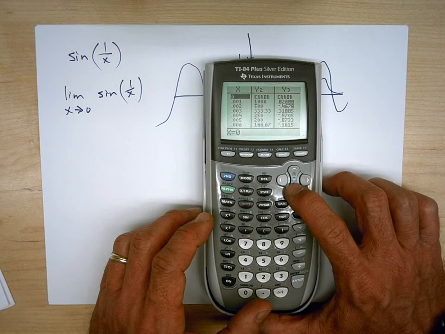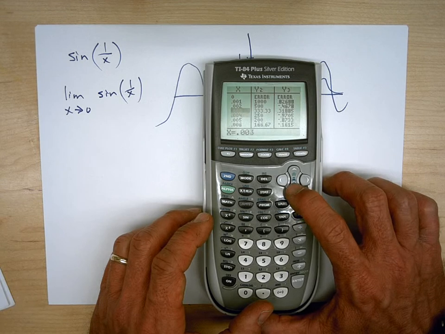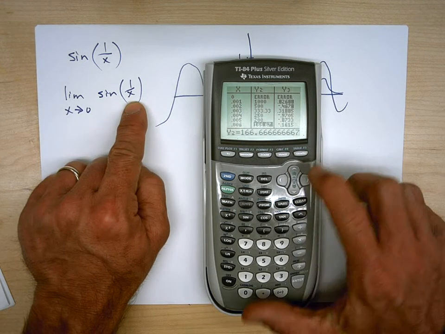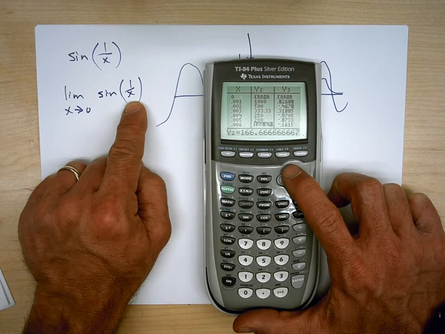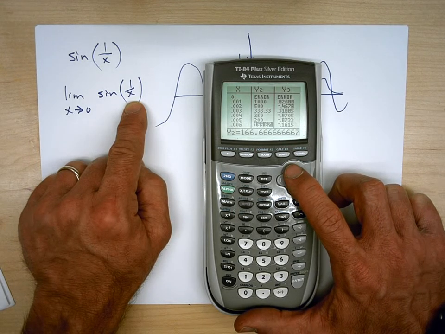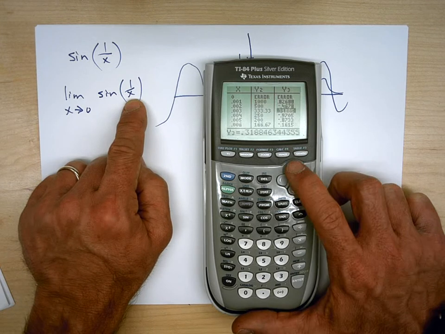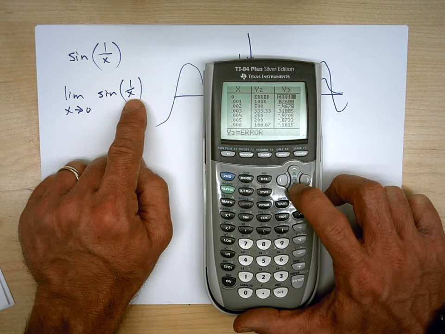So here is what's going on. What's in the inside part is 1 over x, right? So I'm taking sine of 166.7, sine of 200, sine of 250, sine of 333, sine of 500, sine of 1,000. So these just jump around, and you can see the same type of thing. Let me get over here to x.